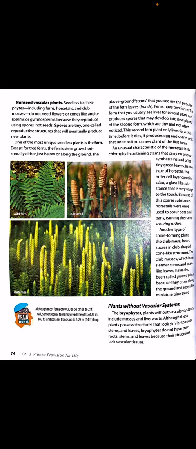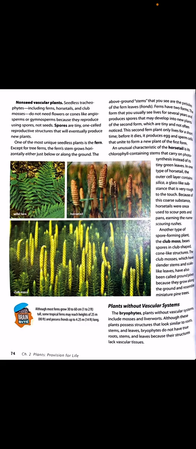Another type of spore-forming plant, the club moss, bears spores in club-shaped cone-like structures. The club mosses, which have slender stems and scale-like leaves, have also been called ground pines because they grow along the ground and resemble miniature pine trees.